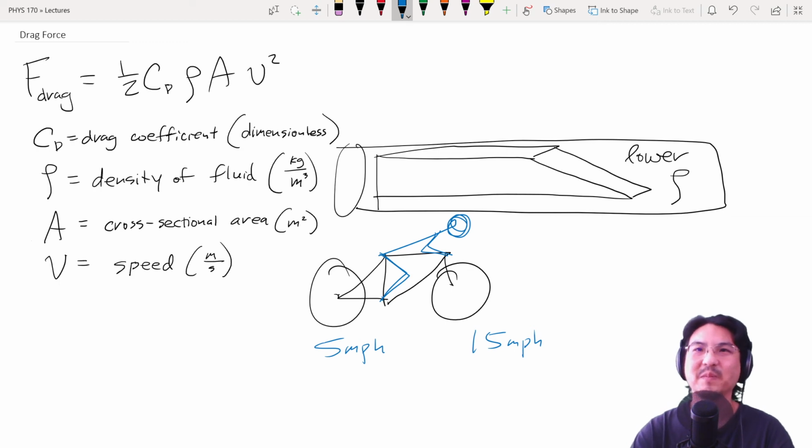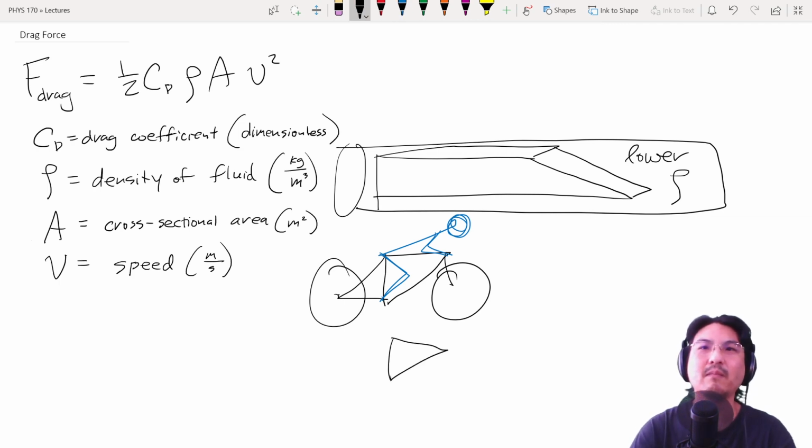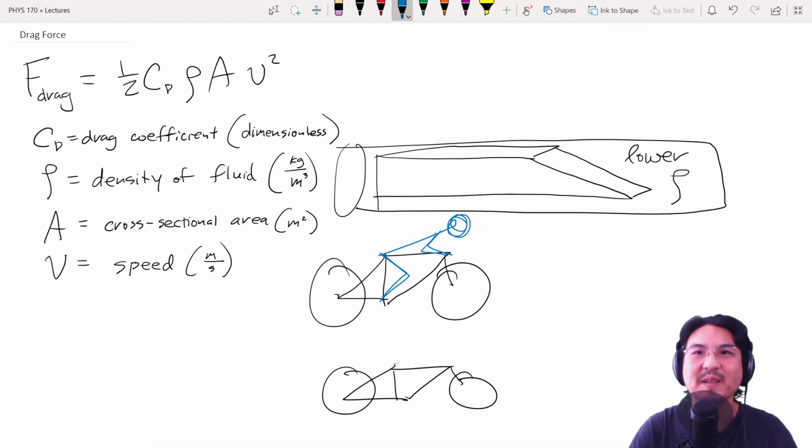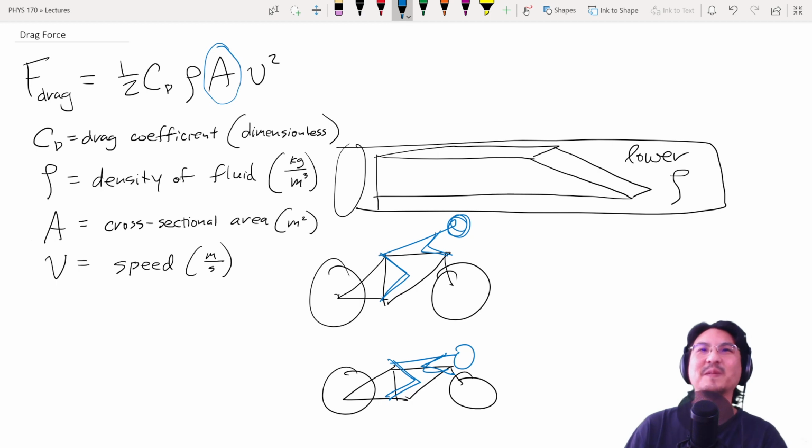And then also, why do cyclists do stuff like, and so let me some space. You kind of ride like this. Right? So like you're reducing this cross-sectional area. Right? So for the same amount of density and speed, you reduce your area, you try and make yourself as small as possible, and then that'll reduce the drag as well.